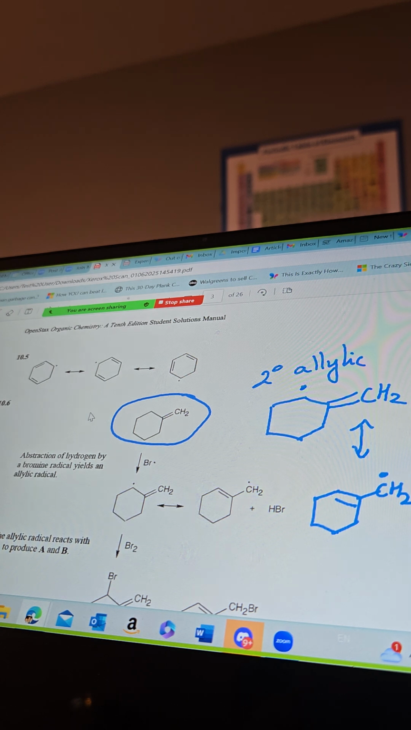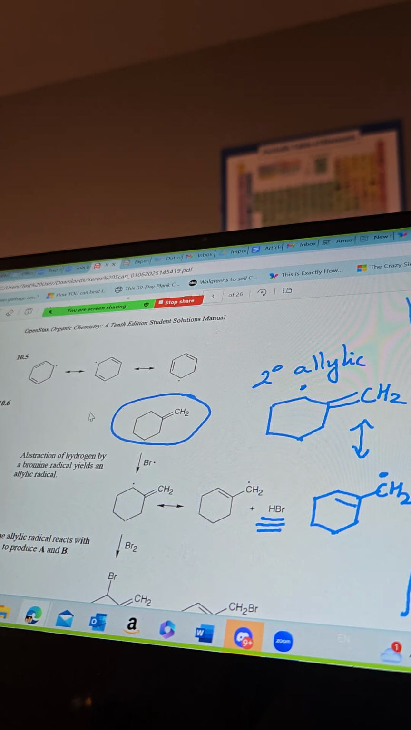Now the HBr, that's the byproduct. In all of these reactions, HX is the byproduct. Where does the H come from though? Have you written the mechanism? No, I haven't.